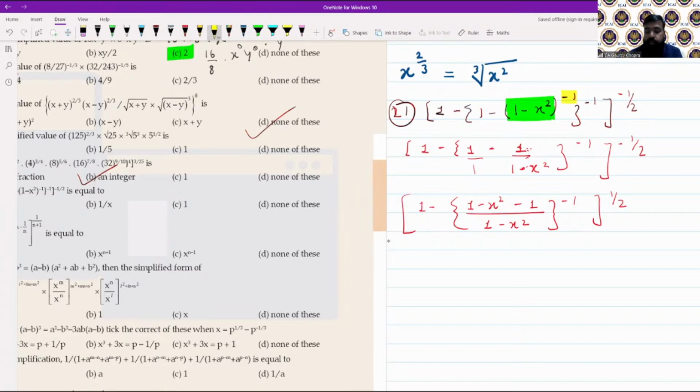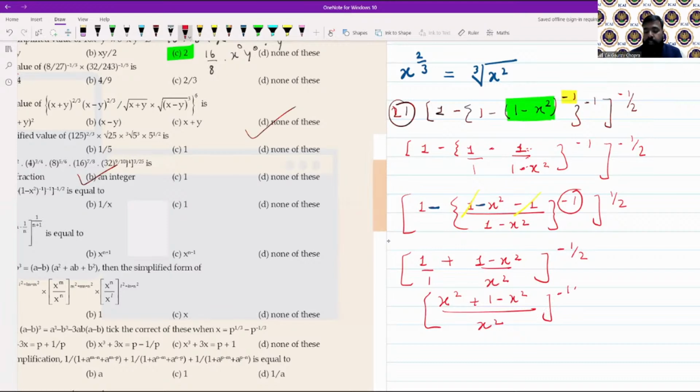Now we can cancel the terms. 1 minus 1 will get removed. And then we can do the reciprocal. This minus and minus will also get cancelled. This minus and this minus will become plus in the next step. So we can write 1 plus 1 minus x square upon x square. So we have done reciprocal and this minus 1 will get removed because we have done the reciprocal. Now we can take again the LCM. So what is left? x square plus 1 minus x square upon x square, and power is minus half.